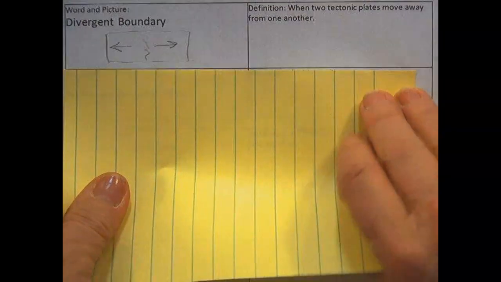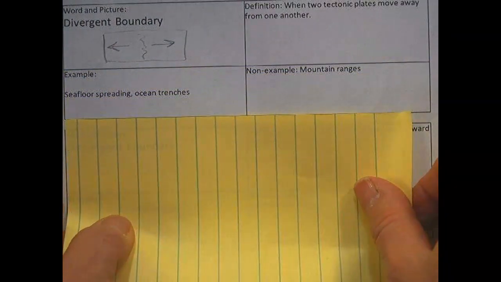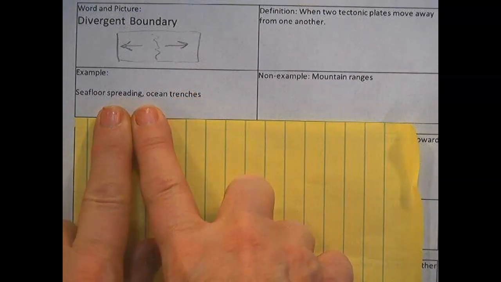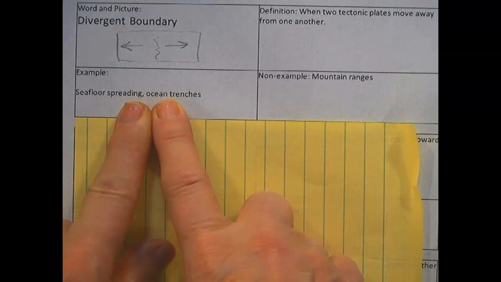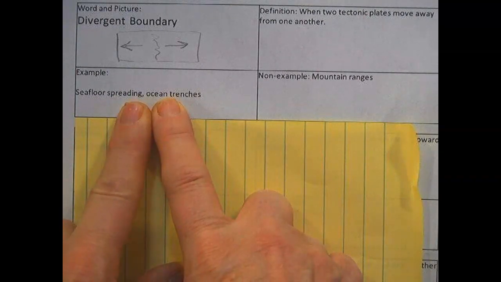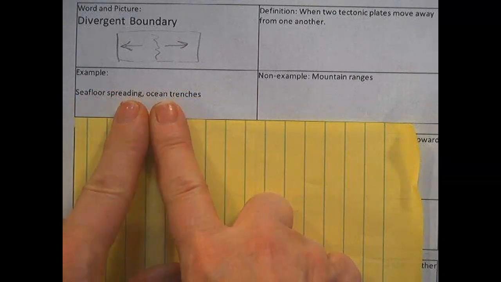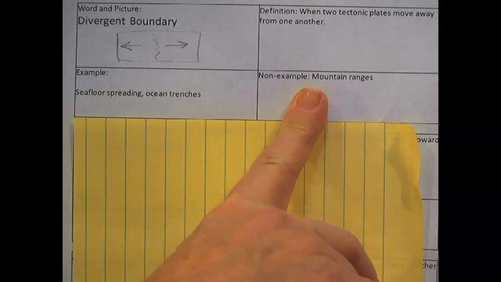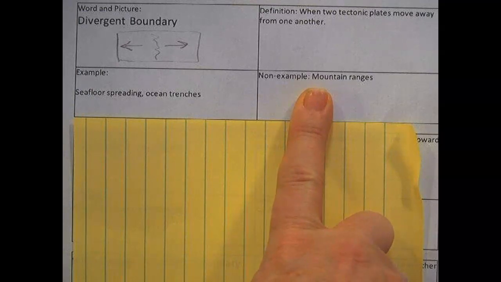So some things to think about for this is we might see, we actually can see new crust forming, we can see seafloor spreading, ocean trenches can actually be formed in this area. So these are anywhere we might see new crust because of that separation. A non-example is you're not going to see mountain ranges being formed here because these 2 plates are moving in opposite directions.